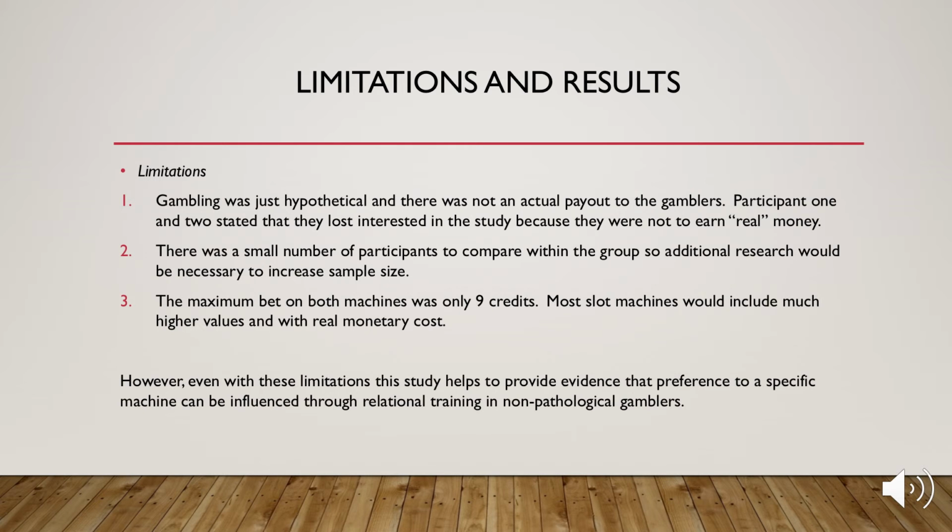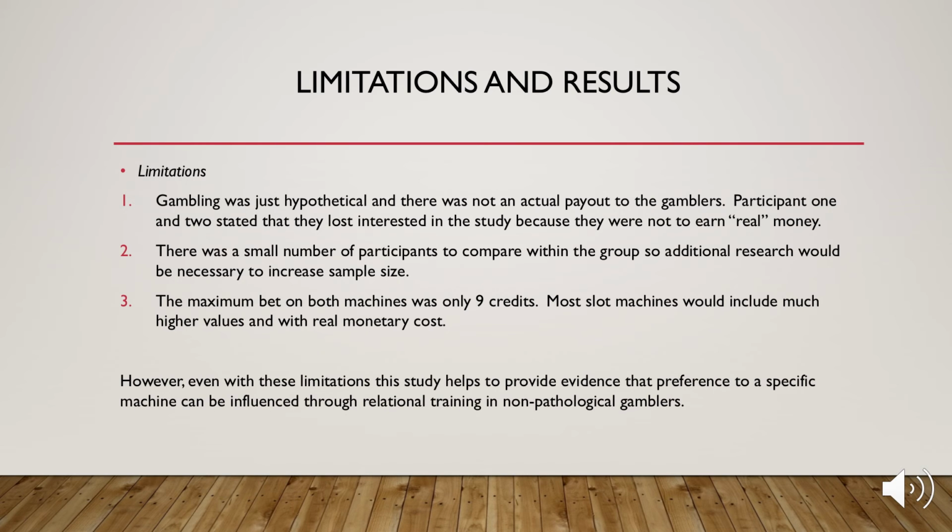There was a small number of participants in the study, so comparing that to the additional research, we would need to increase the sample size. And then the maximum bet on both machines was only 9 credits. Most slot machines would include much higher values and with real monetary costs, so you could lose more. And I would want to take that into consideration. Although we told the participants to gamble like they would in a real situation, that also needs to be taken into consideration, that it was not set up like most gambling machines in the casinos.